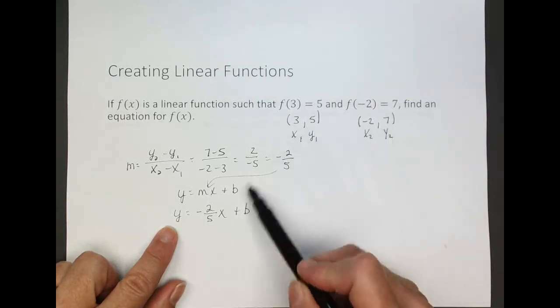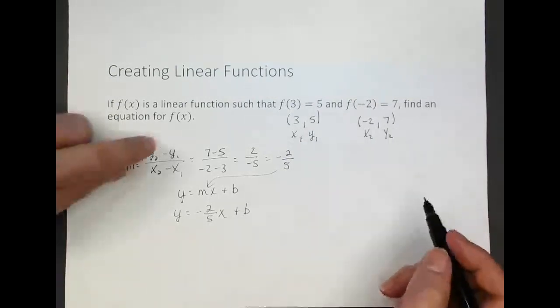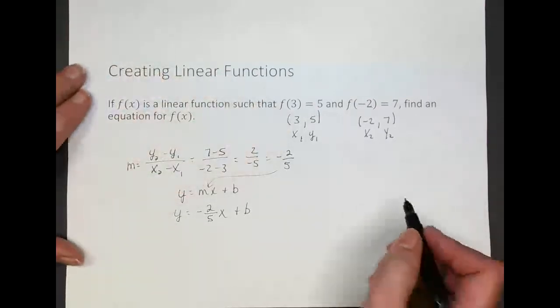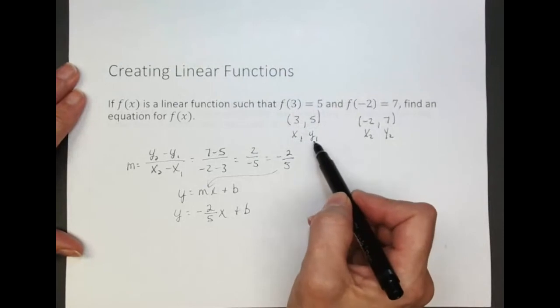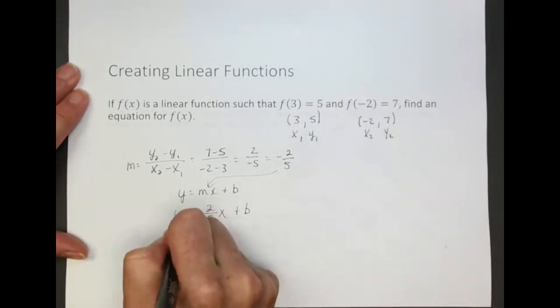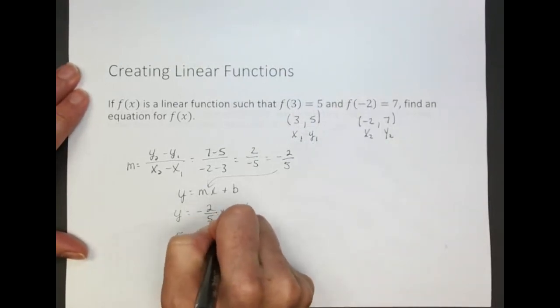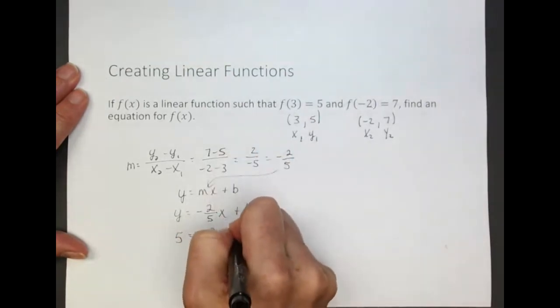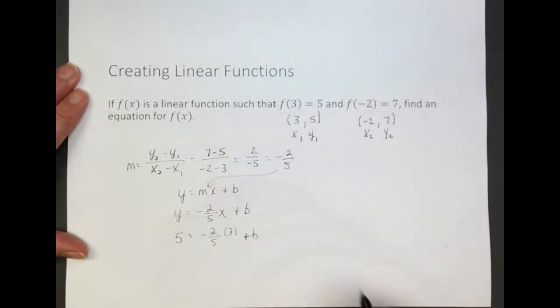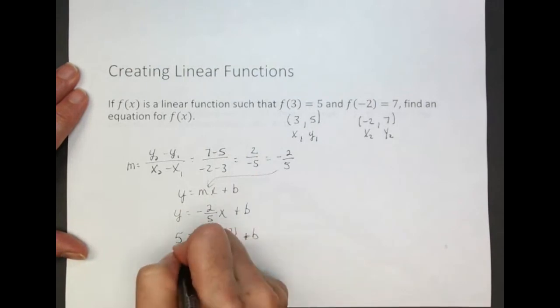I know 2 ordered pairs here that would make this equation true. So let's choose one of them. I think I'll just use that first one. Let me substitute 3 and 5 in for x and y. So I'll say 5 equals negative 2/5 times x, what was x? 3, then plus b, and I'll be able to solve for b, right?